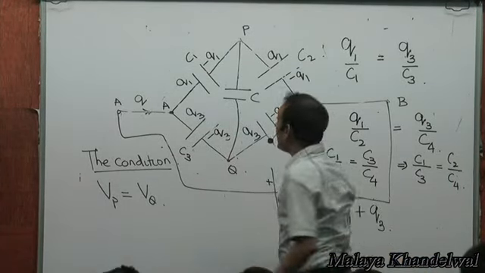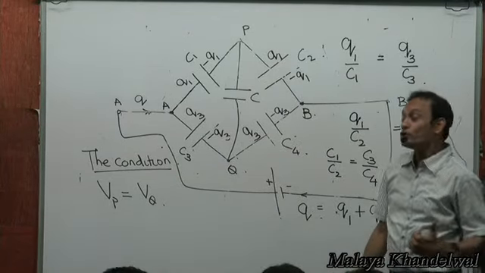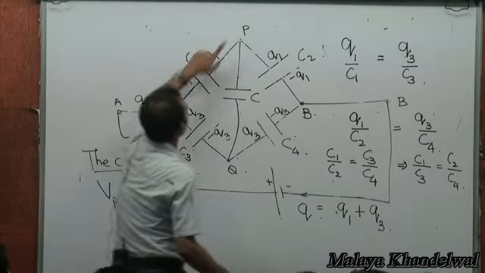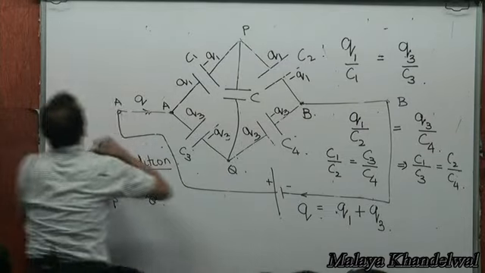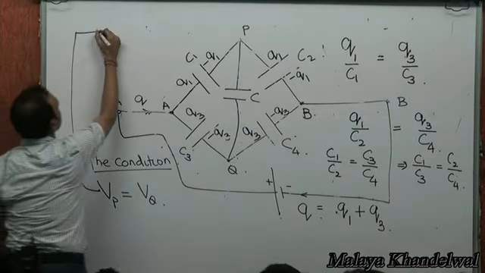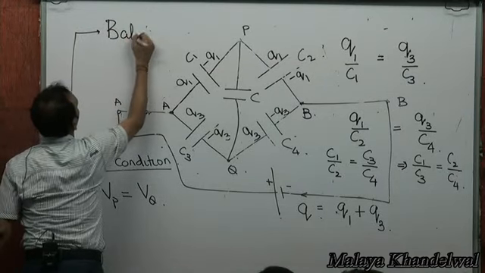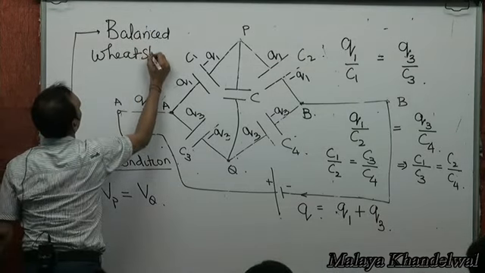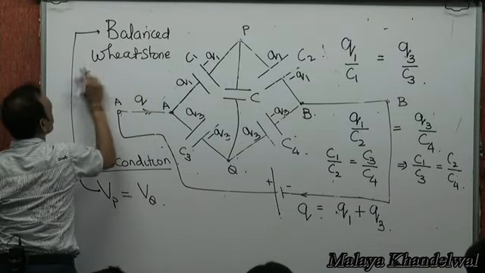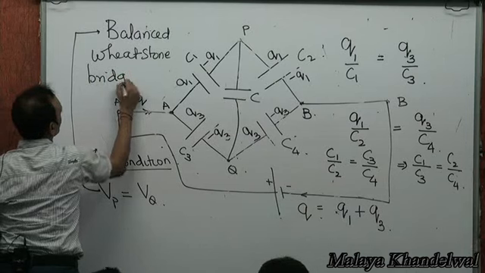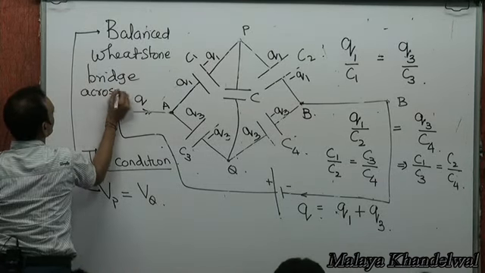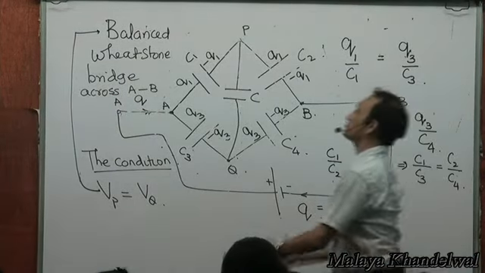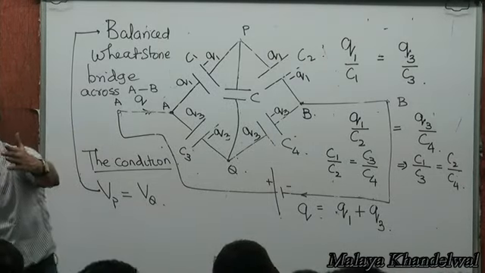You know what I'm saying? And when P and Q are at the same potential, this is said to be a balanced Wheatstone network between A and B. If Vp is the same as Vq, then it's a balanced Wheatstone bridge across terminals A and B. This is said to be a balanced Wheatstone bridge. Are you all okay with this?